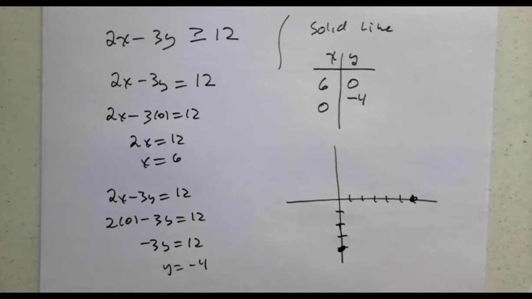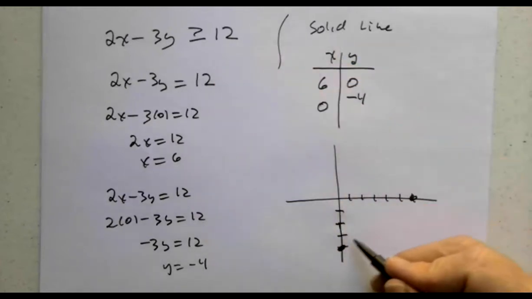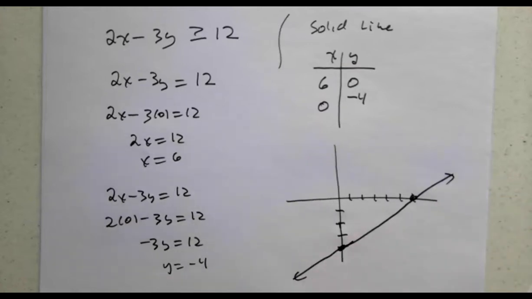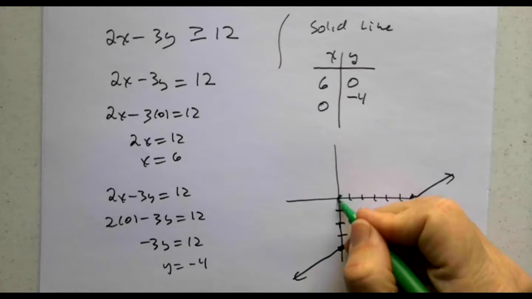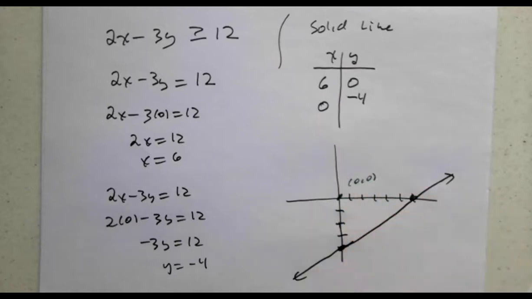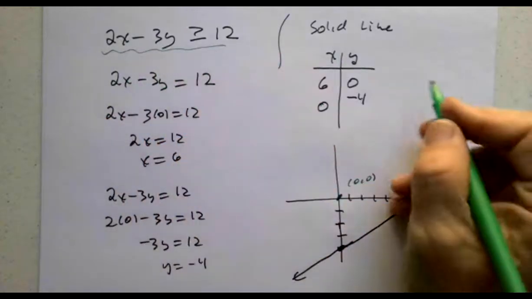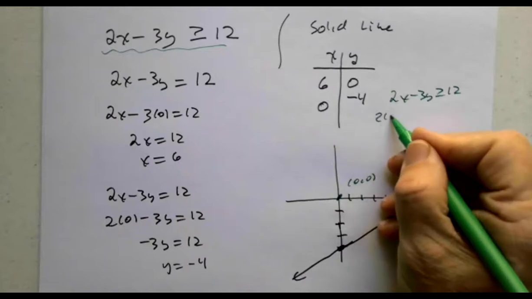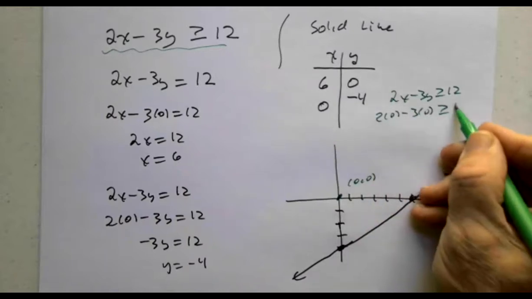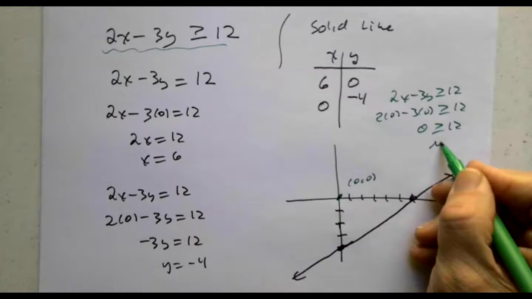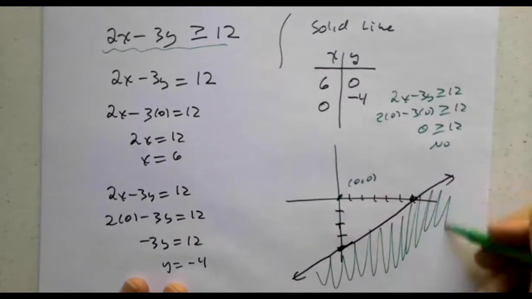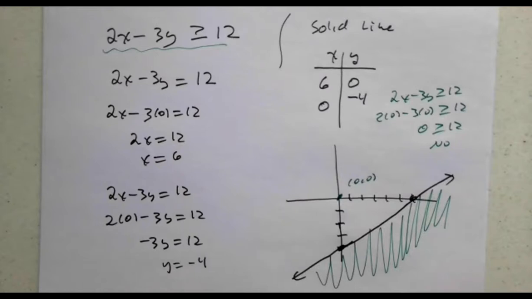I'm going to draw it as a solid line. Again, why is it solid? Because it's greater than or equal to. And then my test point, almost always my favorite test point, is 0, 0. So is 0, 0 true or is 0, 0 false? My question is 2x minus 3y greater than or equal to 12. Plugging in 0, 2 times 0 minus 3 times 0, is that greater or equal 12? Is 0 greater or equal 12? No, it's not. So I don't shade the side that 0, 0 is on, I shade the other side. So that's what that should look like.